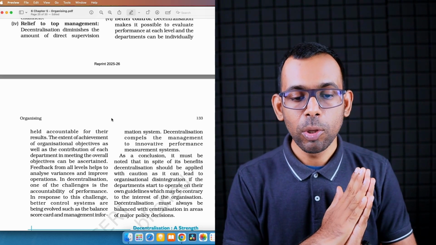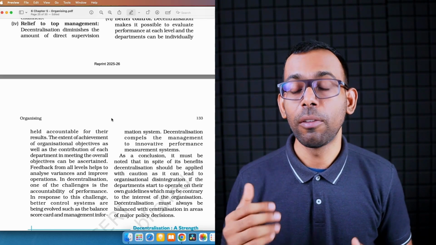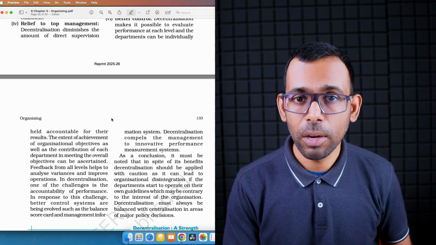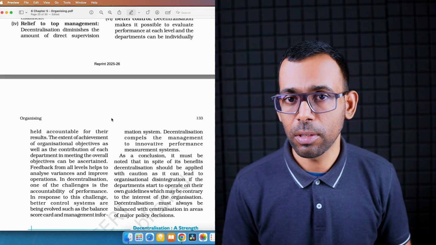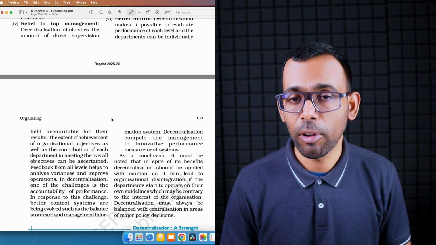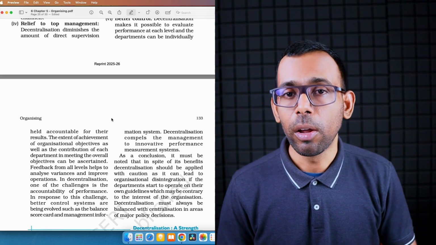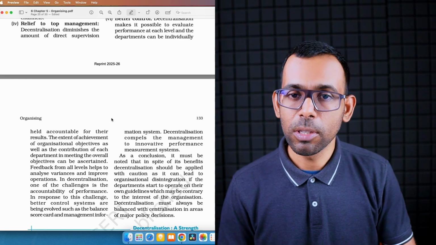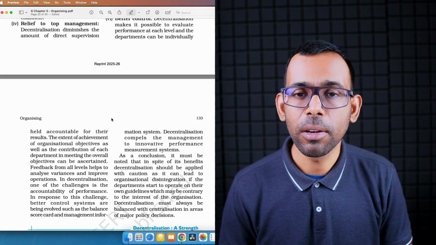So I hope you understood every aspect that we discussed in this organizing chapter. At first, we saw the importance of organization. Then we learned what is an organization structure. Then we went deep into organizing structure, which is functional structure and divisional structure. We saw the suitability of functional type of organization and divisional type of organization. Then we saw the advantages and disadvantages of both types of organization structure. Then we learned the concept of delegation, accountability, responsibility, and authority. And finally, we learned this concept of decentralization.